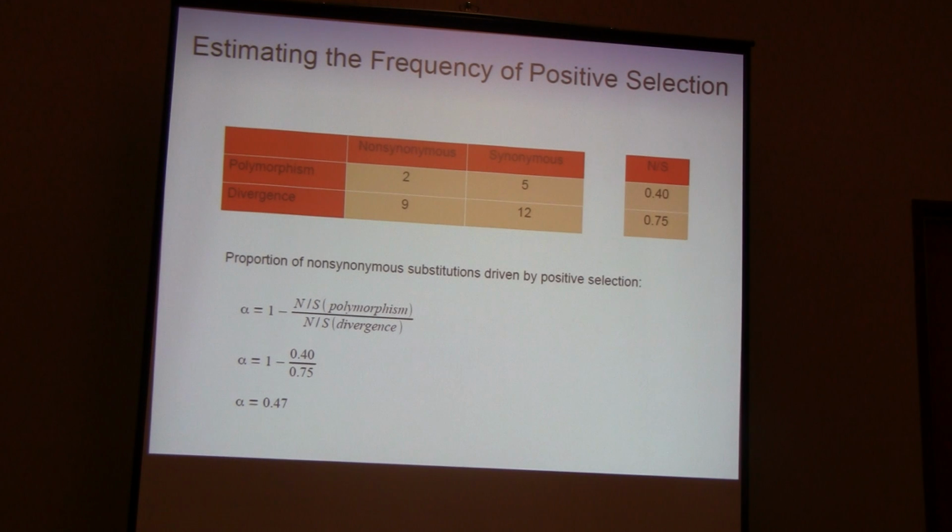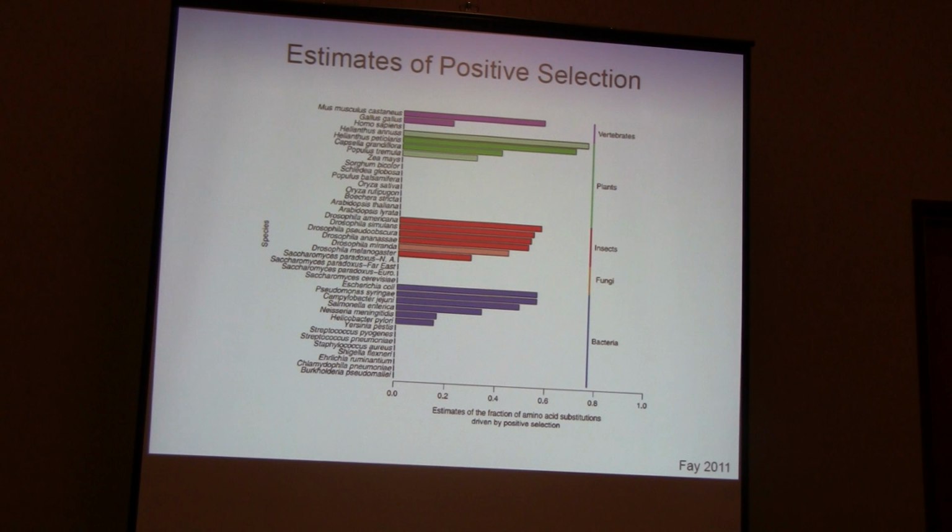This can be done for a single gene or across the whole genome, and it has now been done in numerous different species. This is just a summary of 40 different species that the McDonald-Kreitman test has been applied to, either with whole genome data or data where a large enough set of genes have been examined that you can have some sort of genome-wide estimate of positive selection.